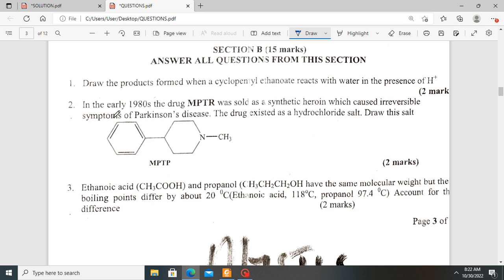Question 2. In the early 80s, the drug MPTP was sold as a synthetic heroin which caused irreversible symptoms of Parkinson's disease. The drug existed as a hydrochloride salt. Draw the salt. If you have this as a drug with a tertiary amine functional group and you have to draw the hydrochloride salt, it is just by addition of hydrochloric acid. When you add hydrochloric acid to this compound, it will produce a hydrochloride salt, where the nitrogen will pick one hydrogen from the acid, then surround itself with the chloride ion. So it is going to be like this.